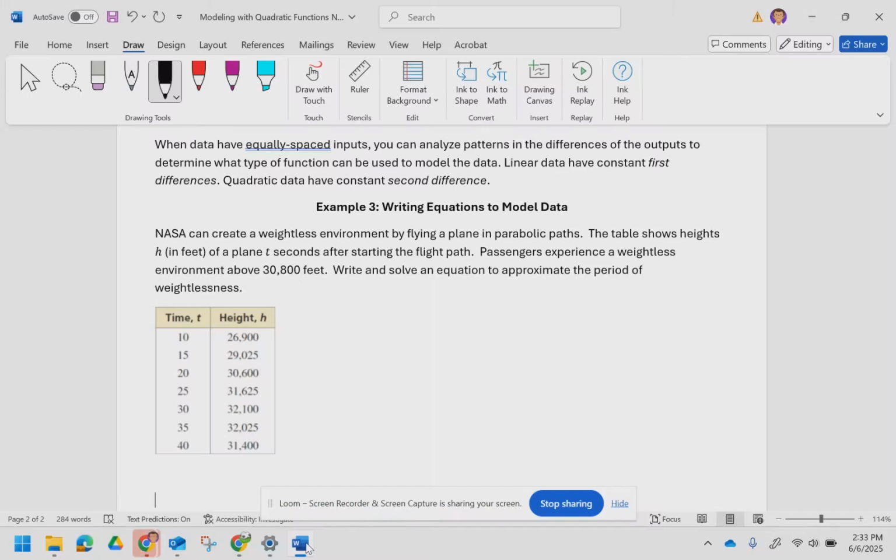All right, welcome back, students. We're going to now see some more examples of how we can model with quadratic equations. Now we're going to look at a problem.